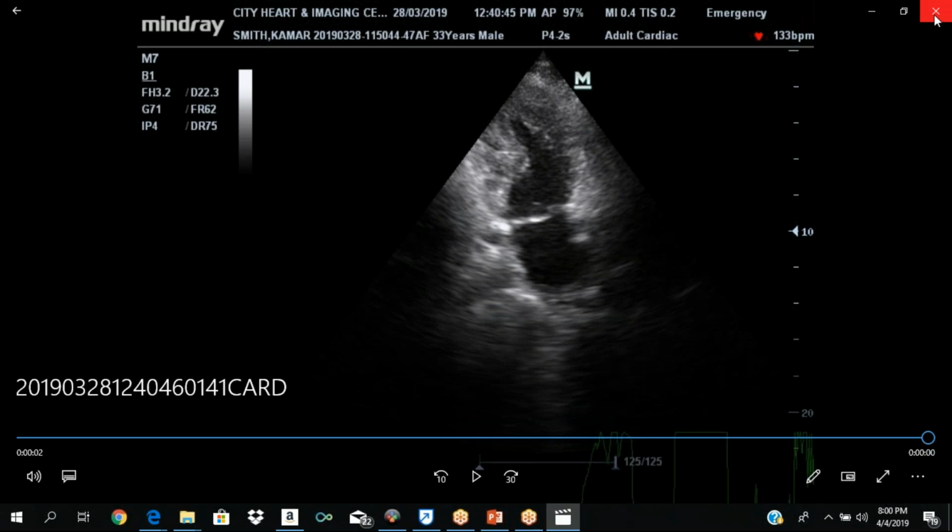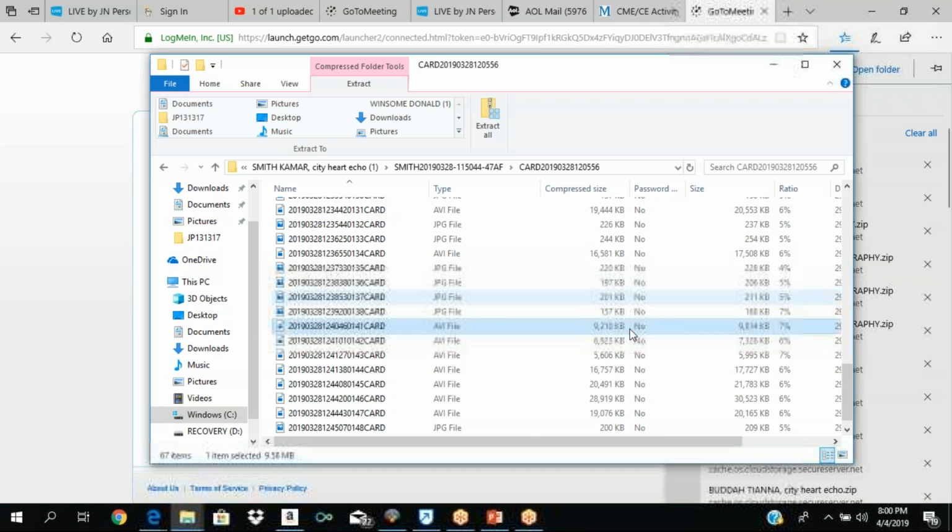To get the three-chamber view, you just continue to do counterclockwise rotation. So just further counterclockwise and you'll get your apical three-chamber view.